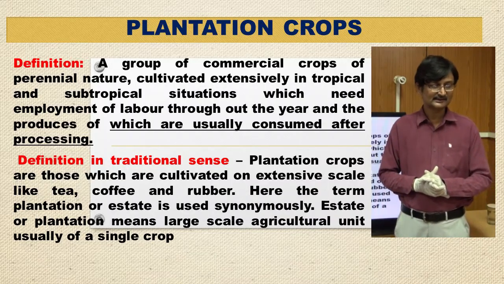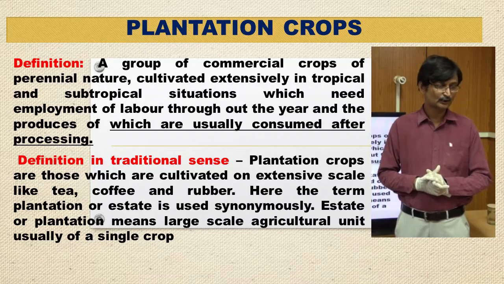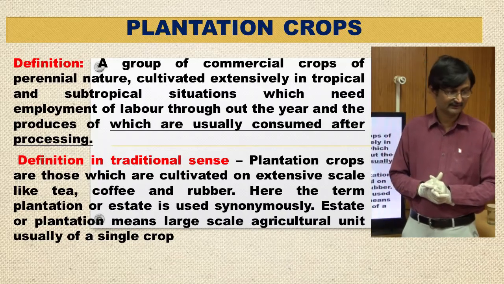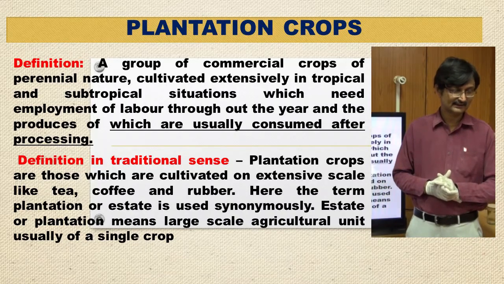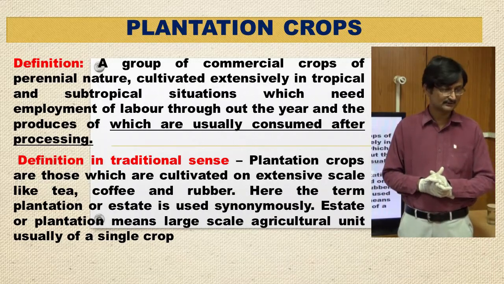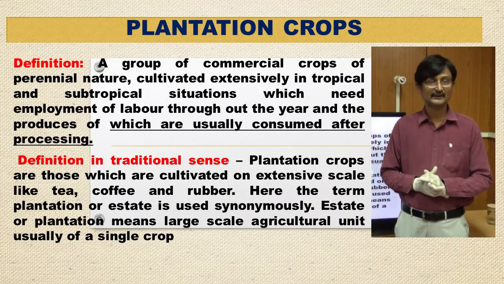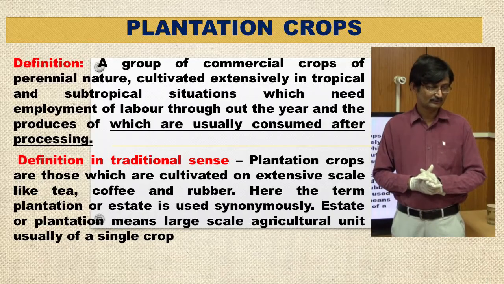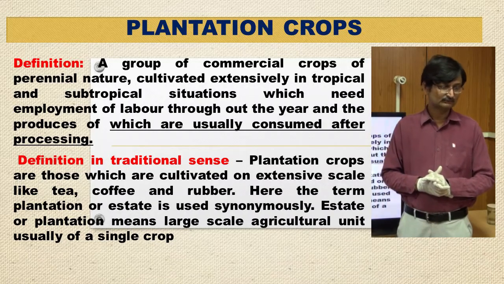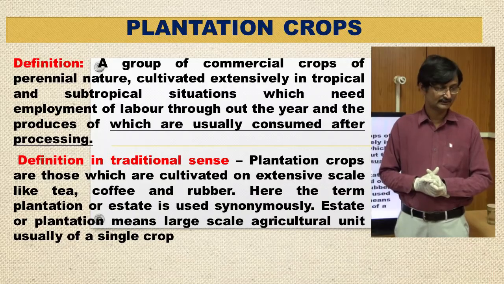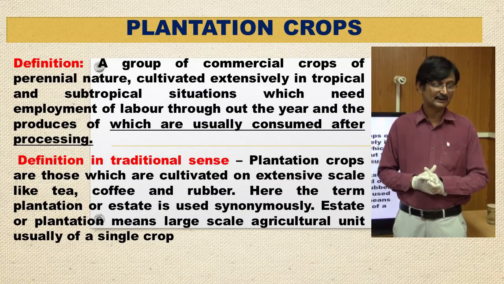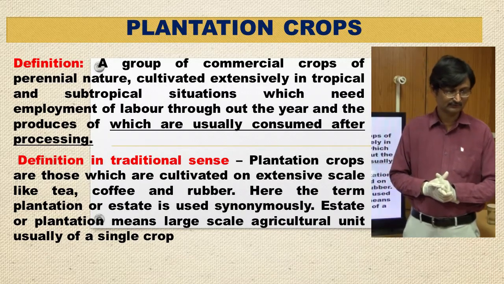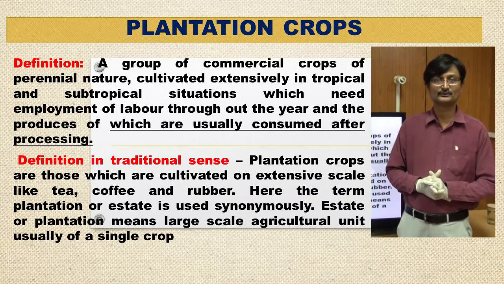Definition in traditional sense: plantation crops are those which are cultivated on extensive scale like tea, coffee, rubber. Here the term plantation or estate is used synonymously. Estate or plantation means a large scale agricultural unit, usually of a single crop.